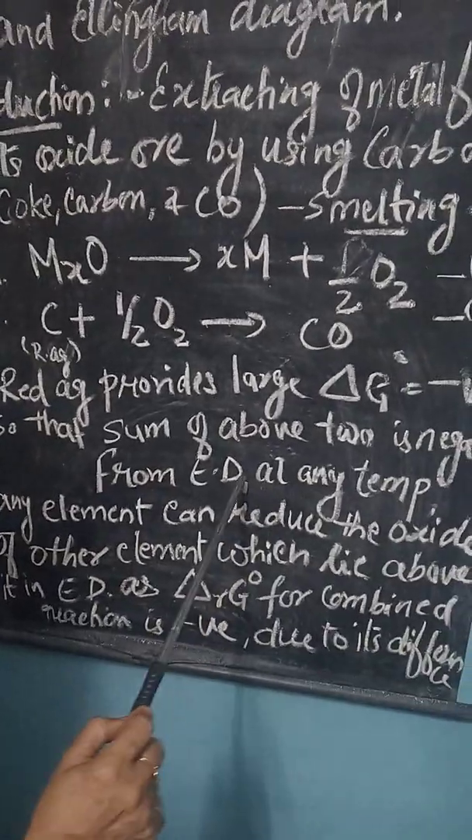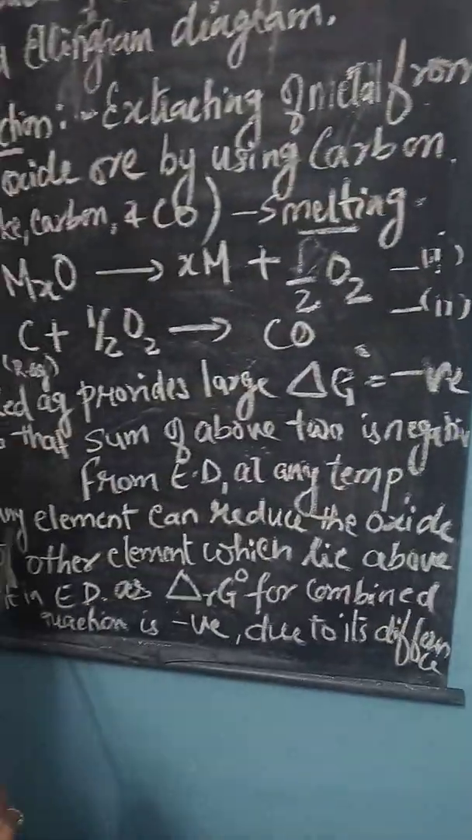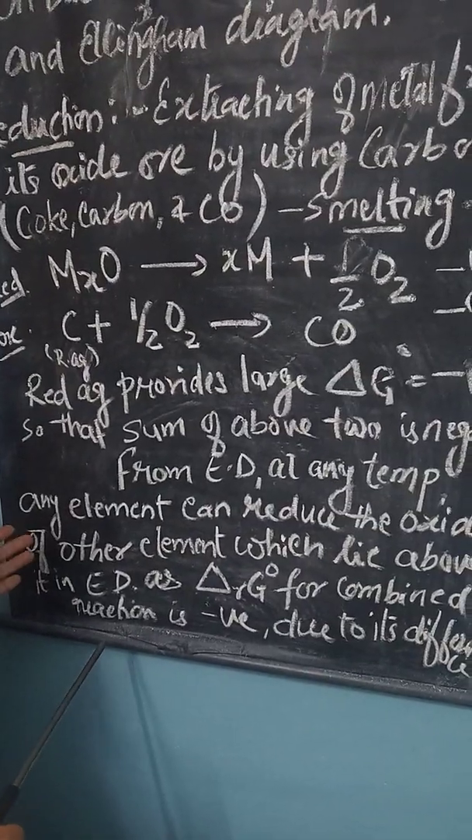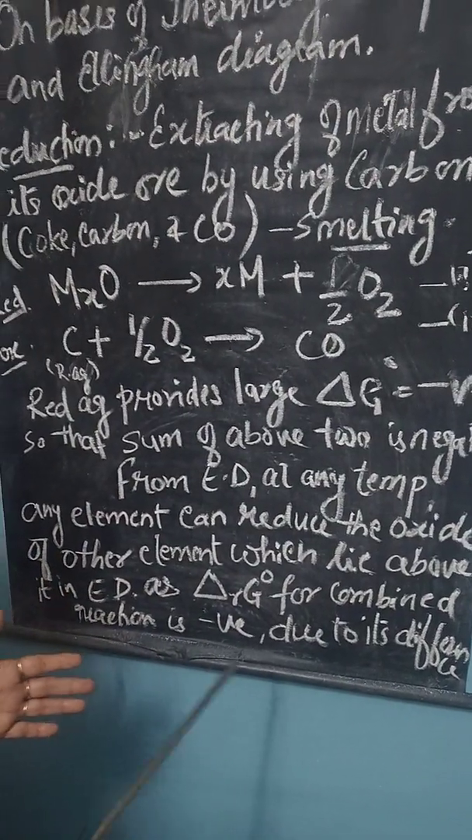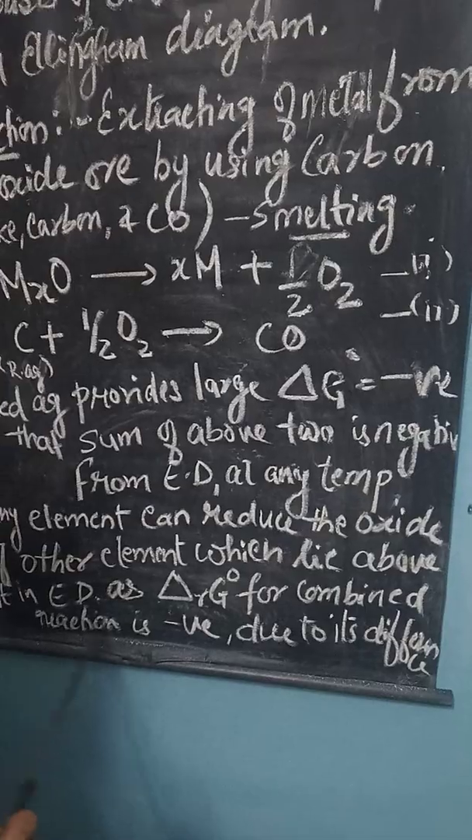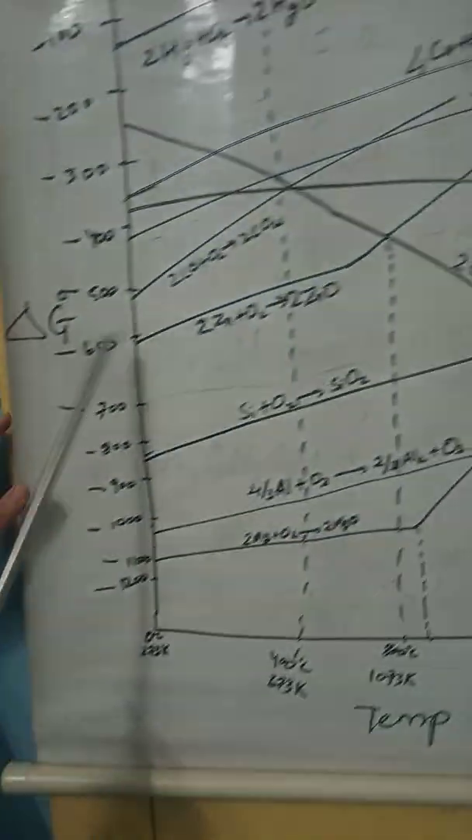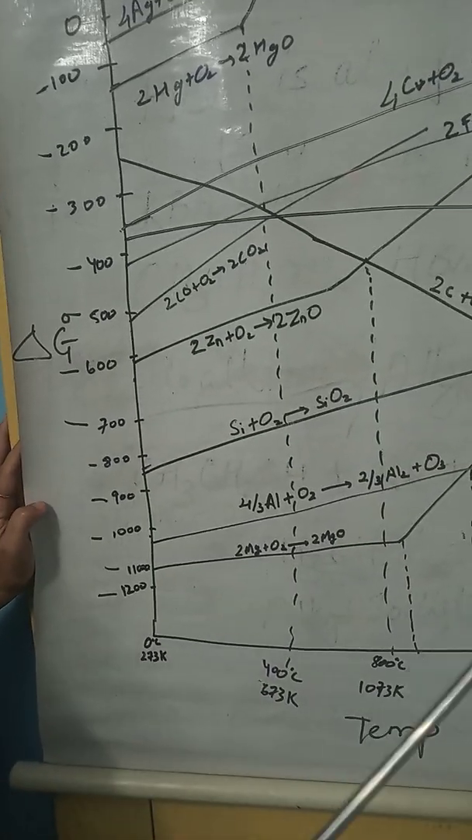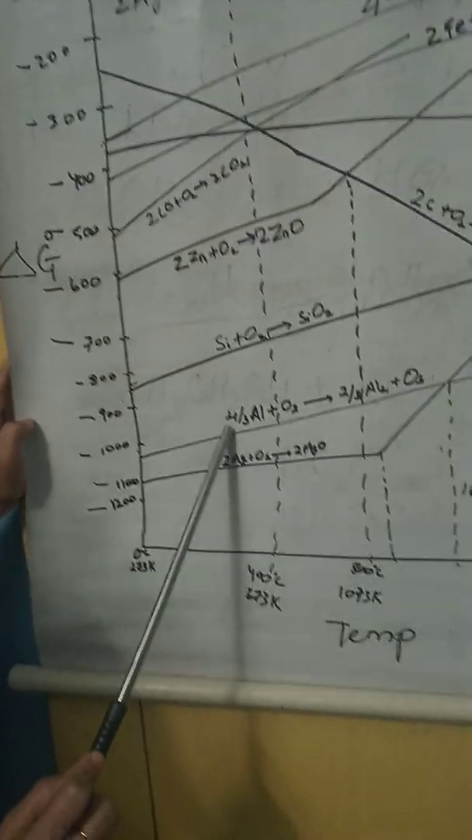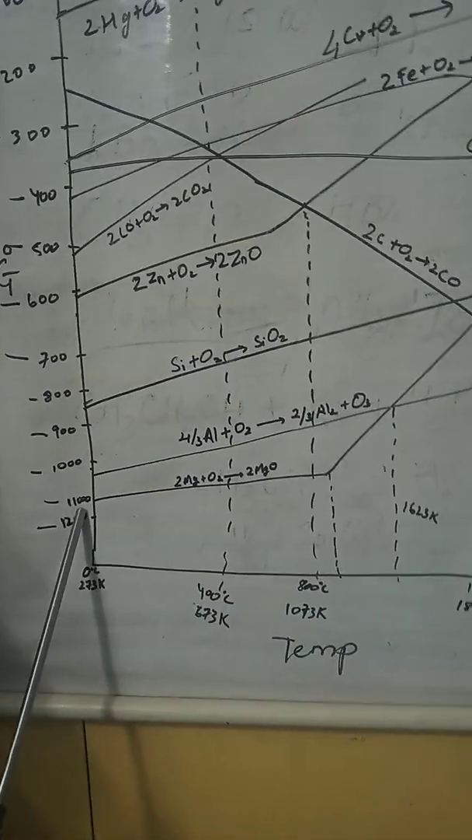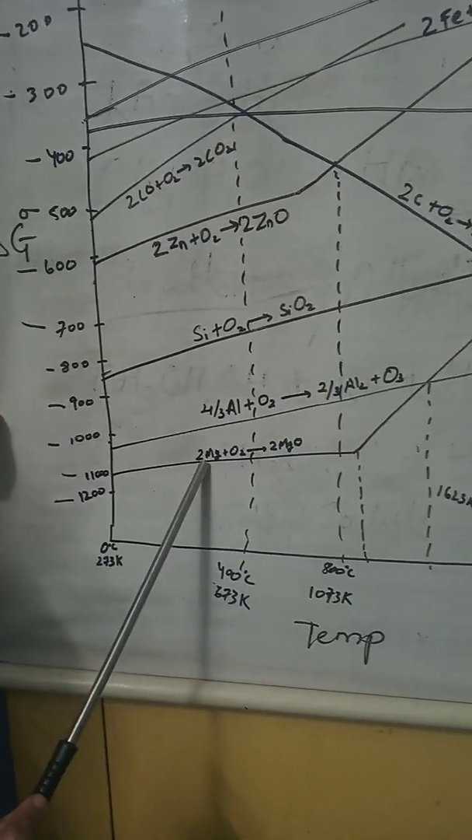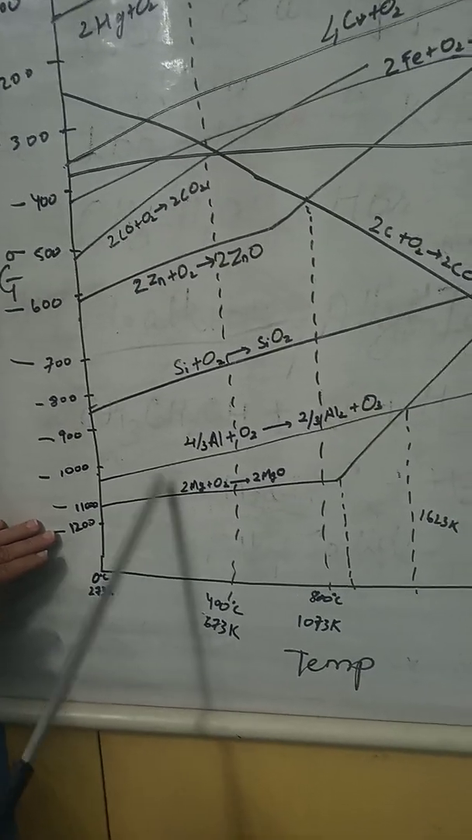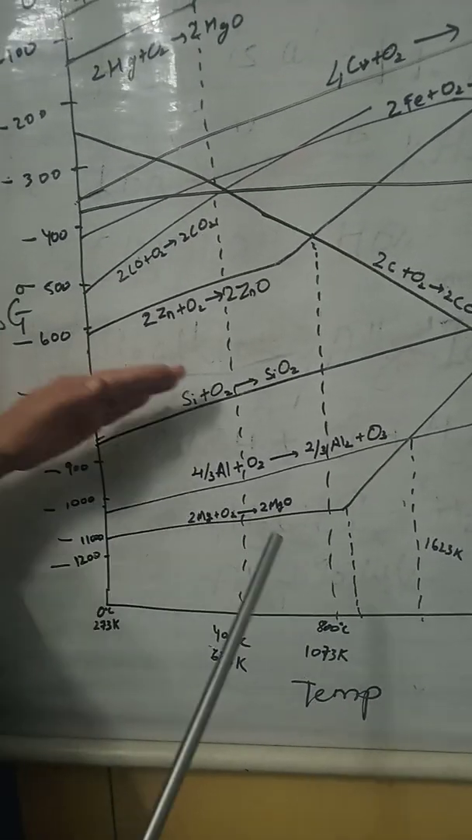From Ellingham diagram, at any temperature, any element can reduce the oxides of another element which lie above it in the Ellingham diagram. And the reason again, the delta G for the combined reaction is always negative. That means when you combine the two, suppose zinc is reducing carbon monoxide, or the best example to take is this one. Magnesium is reducing aluminium, and the difference you will find, you will always get a negative value. So this is the reason why the lower element, the one in the graph where the high negative value of delta G is there, reduces the other one which is just lying above it.